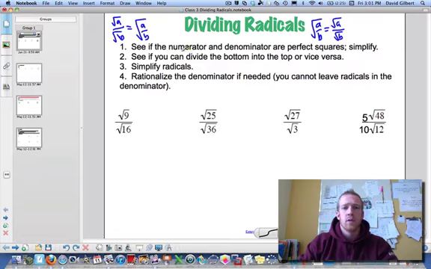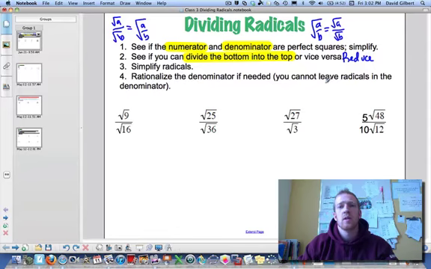Now, first, one thing you want to do is see if the numerator and denominator are perfect squares. If the numerator and/or the denominator are perfect squares, we'll simplify those right away. Then you want to see if you can divide the bottom into the top, or vice versa. Basically, you want to try and reduce the fraction. If you can reduce before you even start simplifying, that's the thing to do.